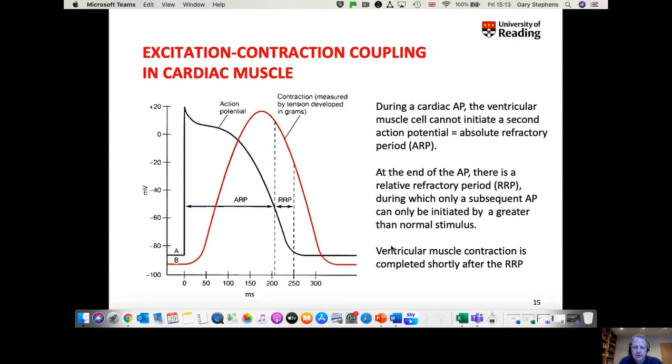Ventricular muscle contraction is completed shortly after the relative refractory period. So the next muscle contraction is triggered regularly once this period finishes.